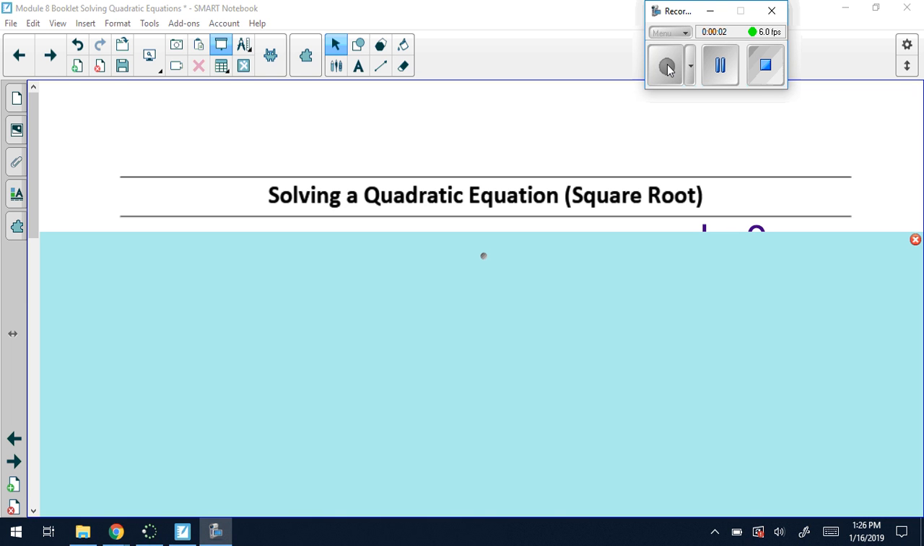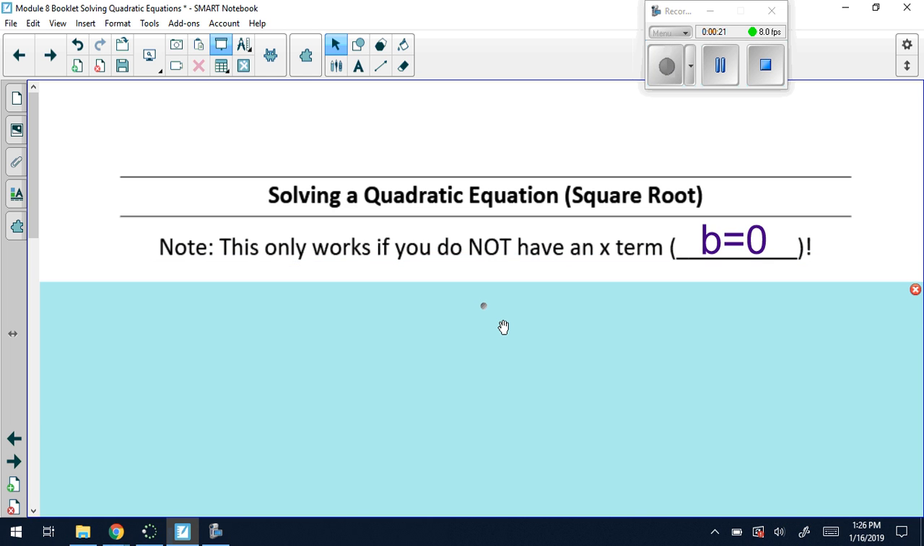We're going to start talking about our first method for solving quadratic equations, which is solving by taking the square root. This is our easiest method probably, but it also only works in certain conditions. So this is not a method that you can use whenever you want. We can only use this method when you do not have an x term. So in that ax squared plus bx plus c equals 0, our standard form, the b has to be 0.